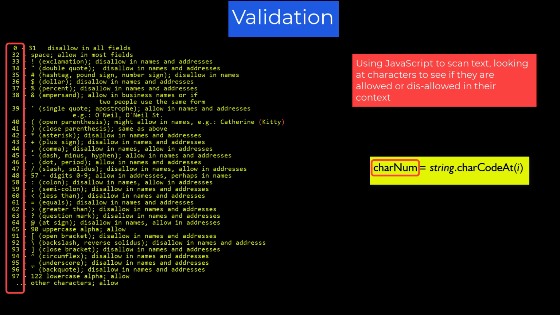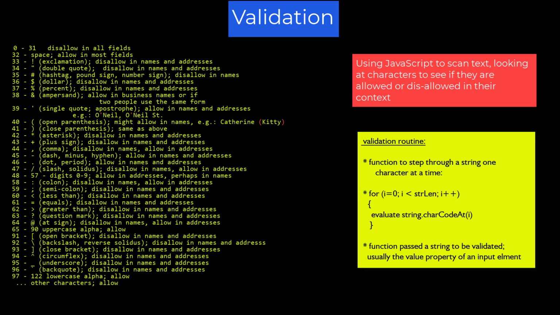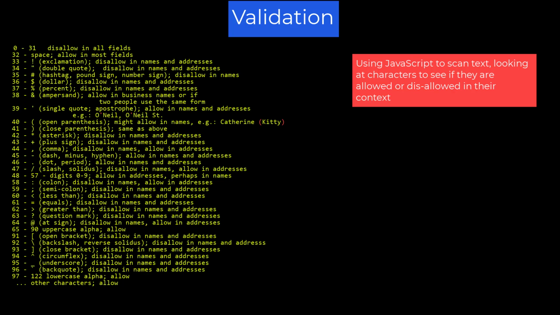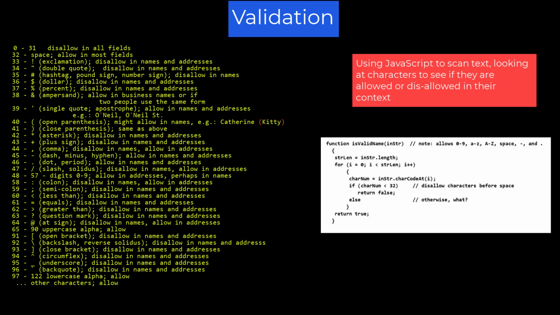For our validation purposes, then, we'll build a function to step through a string one character at a time using the for construct and the charCodeAt function. The validation function will be passed a single argument, the string to be validated, usually the value property of an input element. One such function might look like this. Function isValidName(inString). And then a comment, we're going to allow 0 through 9, lowercase a through z, uppercase A through Z, space, dash, and period.